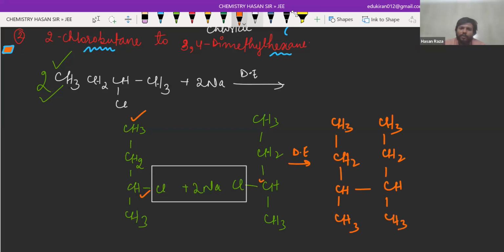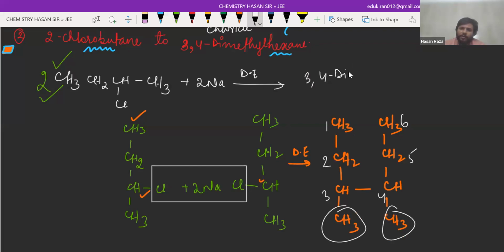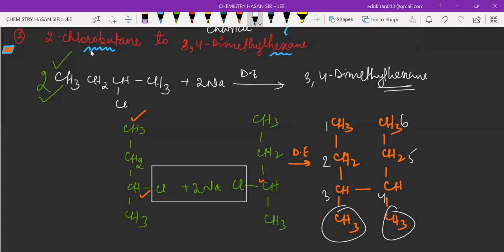Now if you're going to name it, very simple: 1, 2, 3, 4, 5, 6. We need the greater number of carbon as skeleton and branches as well. So you can see 3,4-dimethyl it is, and this is your hexane. Isn't it easy, Shahid? Yes, sir. Please do it.